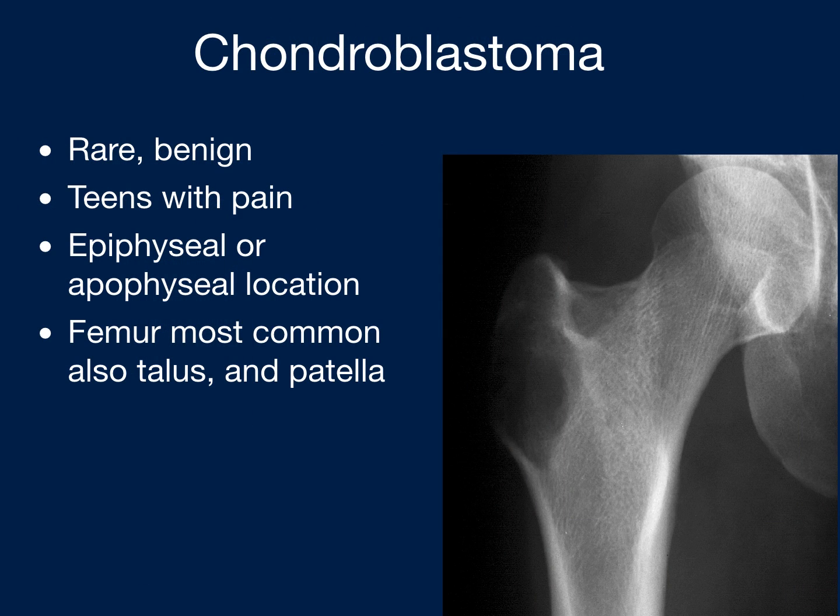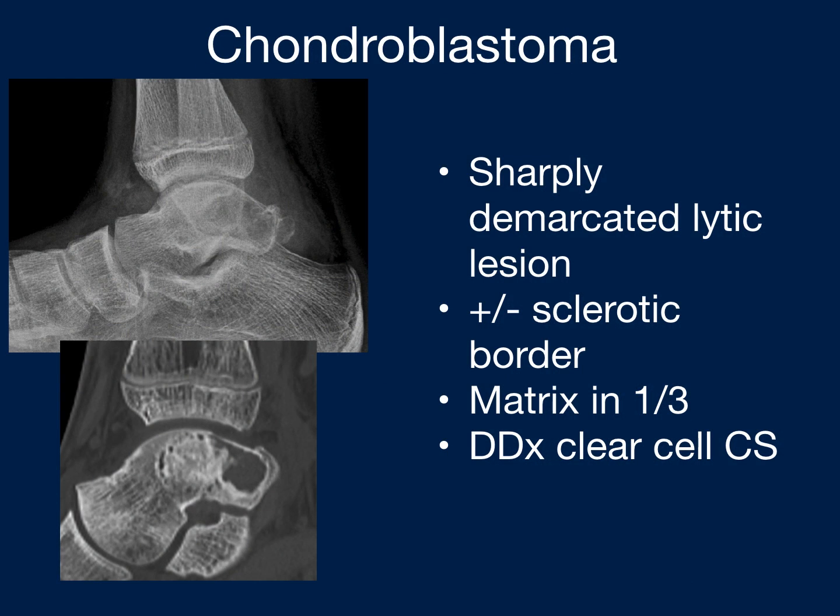A much less common benign cartilage-forming lesion is the chondroblastoma. They're usually seen in teens and are usually painful. They have a characteristic epiphyseal or apophyseal location, with the femur being the most common. They also can occur in the talus, patella, and flat bones such as the pelvis. Chondroblastomas are usually sharply demarcated with or without a sclerotic border.